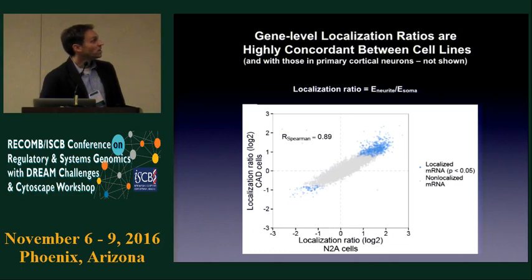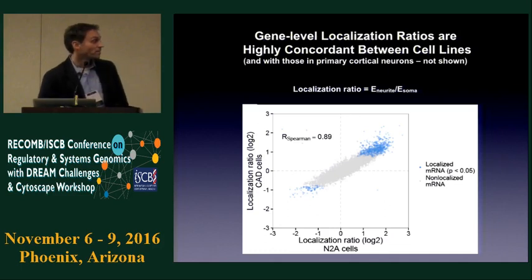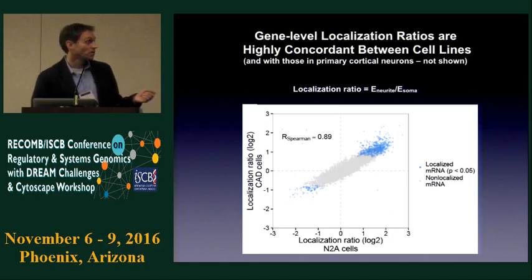We also compared to primary cortical neurons, where it's also correlated, although not quite as highly. And generally, the expected types of genes are localized to neurites: mitochondrial and ribosomal protein genes, as well as a number of synaptic messages.